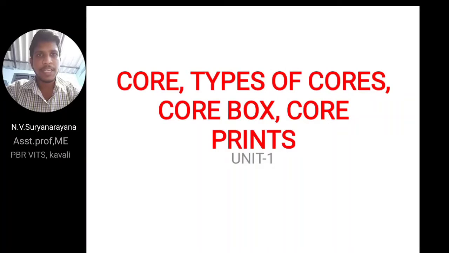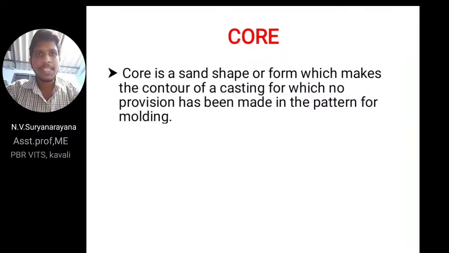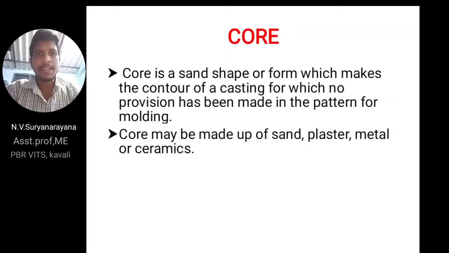Today in this class, we are going to discuss what a core is, the different types of cores, and what a core box and core prints are. First of all, I am starting with core. What is a core? Core is a sand shape. It is a shape made up of sand or plaster or metal or ceramics.